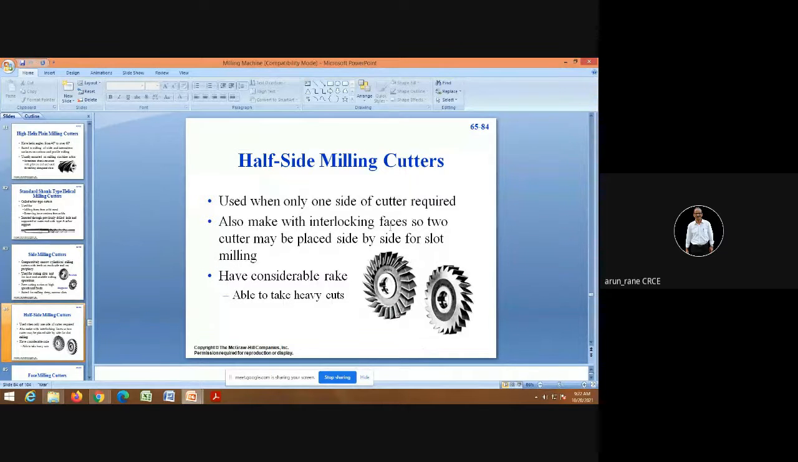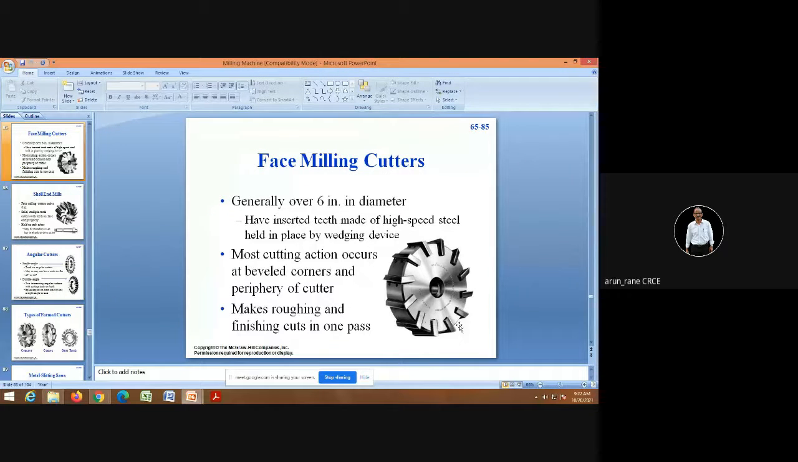This is half side milling cutters. Half side milling cutters means only on one side the cutting edges are there, on the other side there is no cutting edge. So here at the back side there is a cutting edge, and on the front there is no cutting edge. So that's why it is called the half side milling cutter.